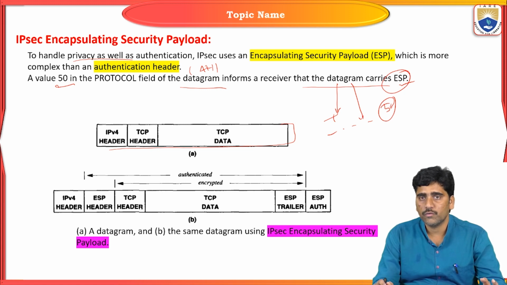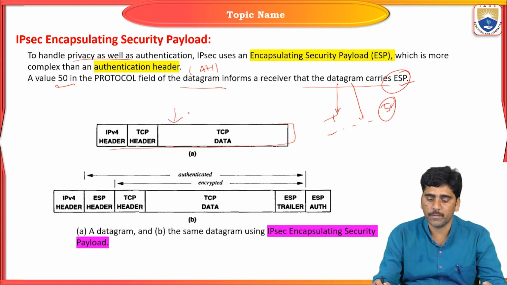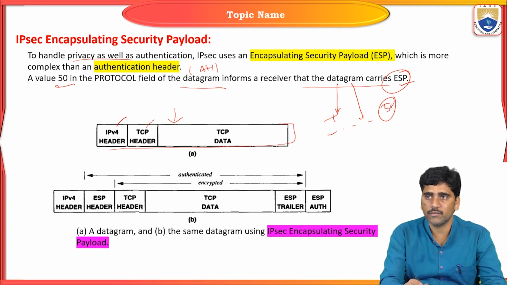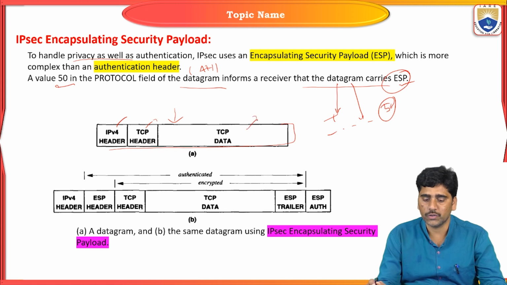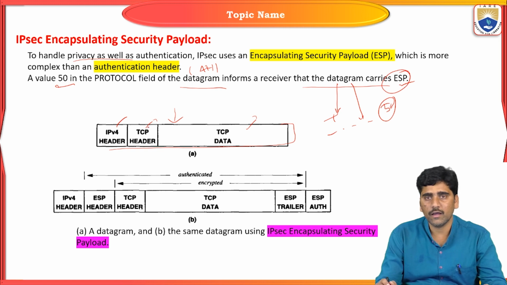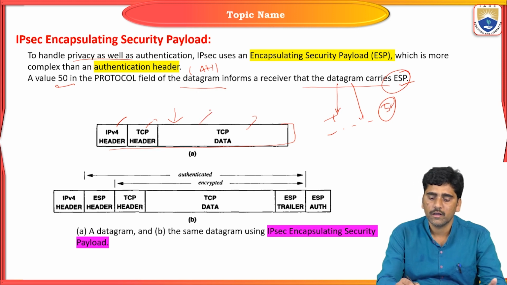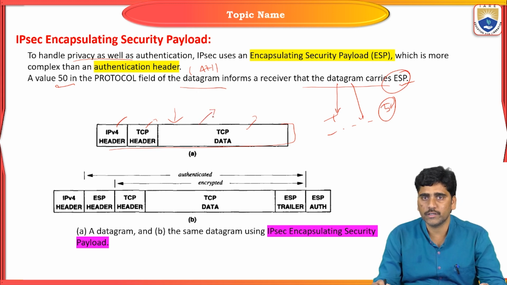Here we can look at the diagram of an IP header, which is a datagram. Here are the IPv4 header field, the TCP header field, and the data contents. Each and every protocol contains a header as well as data. So this is the header and this is the data. And here is the same datagram using IP security Encapsulating Security Payload. So this is the datagram without Encapsulating Security Payload.